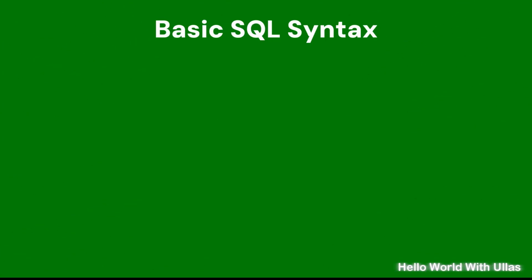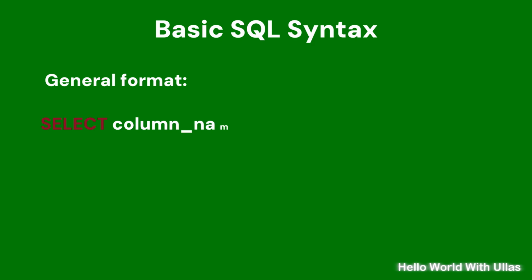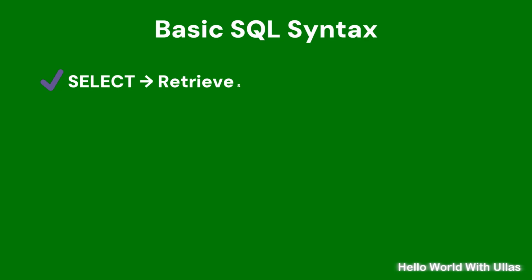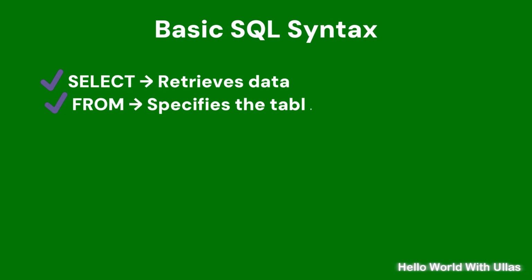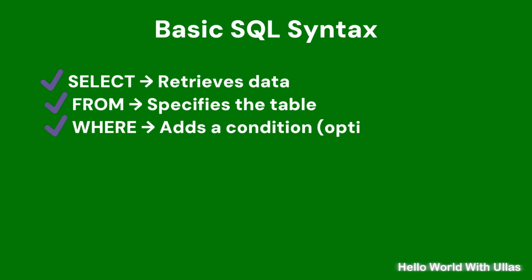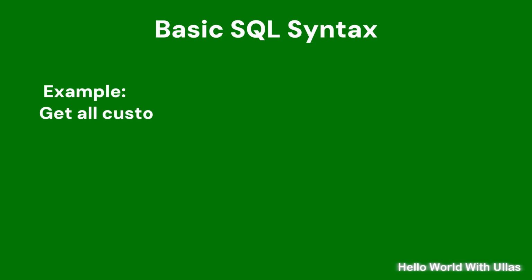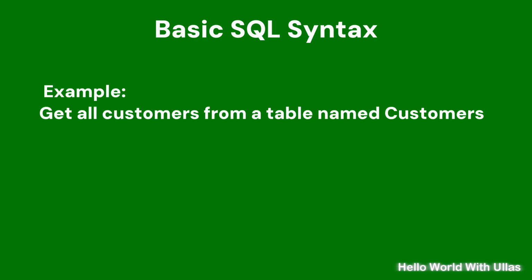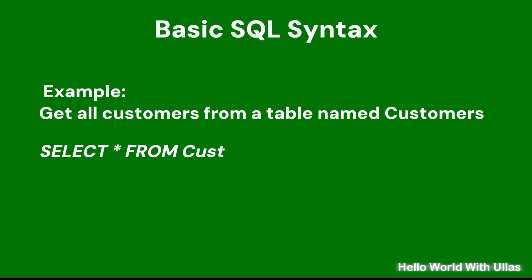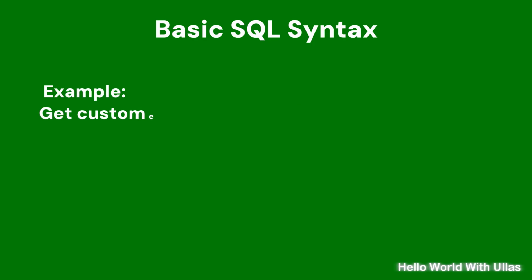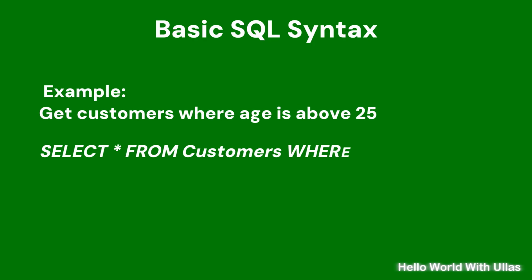Let's understand basic SQL syntax. The general format of writing a SQL query is SELECT column name FROM table name WHERE condition. SELECT retrieves the data, FROM specifies which table, and WHERE adds a condition, which is optional. For example, to get all customers from a table named customers: SELECT * FROM customers. Let's say you want to get customers where age is above 25. We can write SELECT * FROM customers WHERE age > 25.